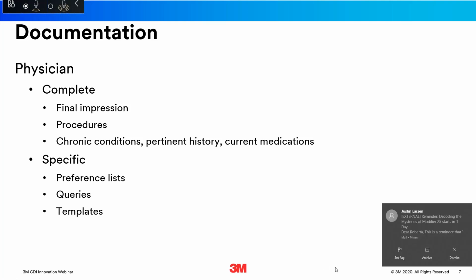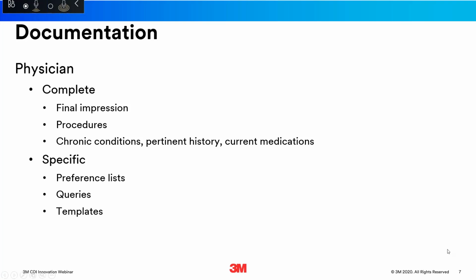So we need to make sure that that information is getting picked up. Current medications also have some of the current medication codes, the long-term use of medication codes, meet medical necessity for certain tests. So we want to make sure that those are also documented. And then specific. There are ways that we can make our physician documentation specific, and one of them is preference lists.